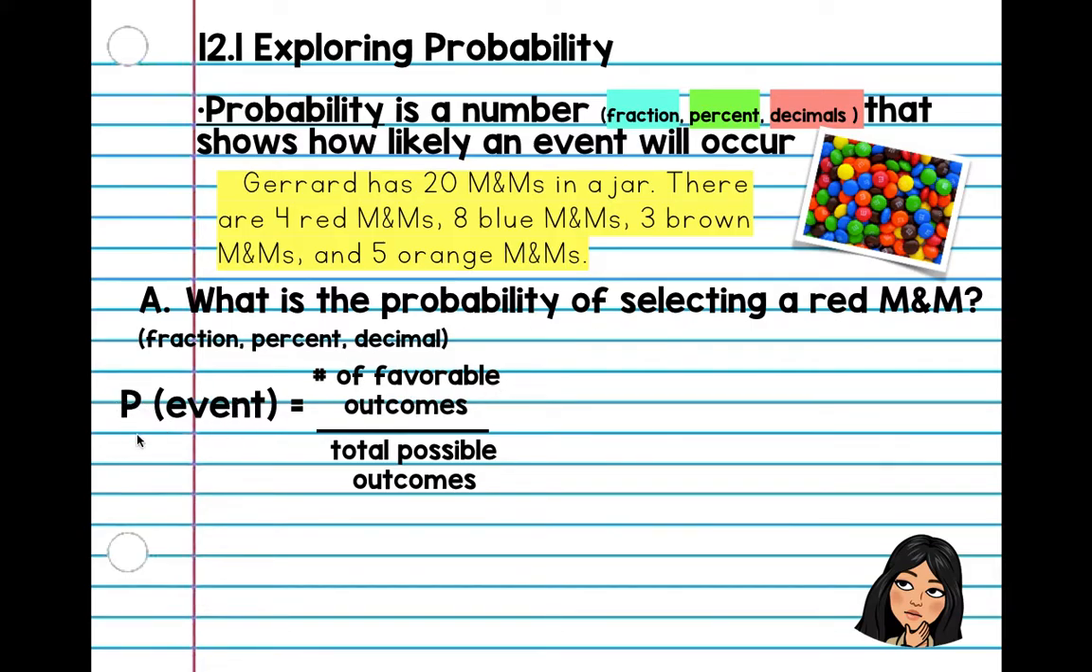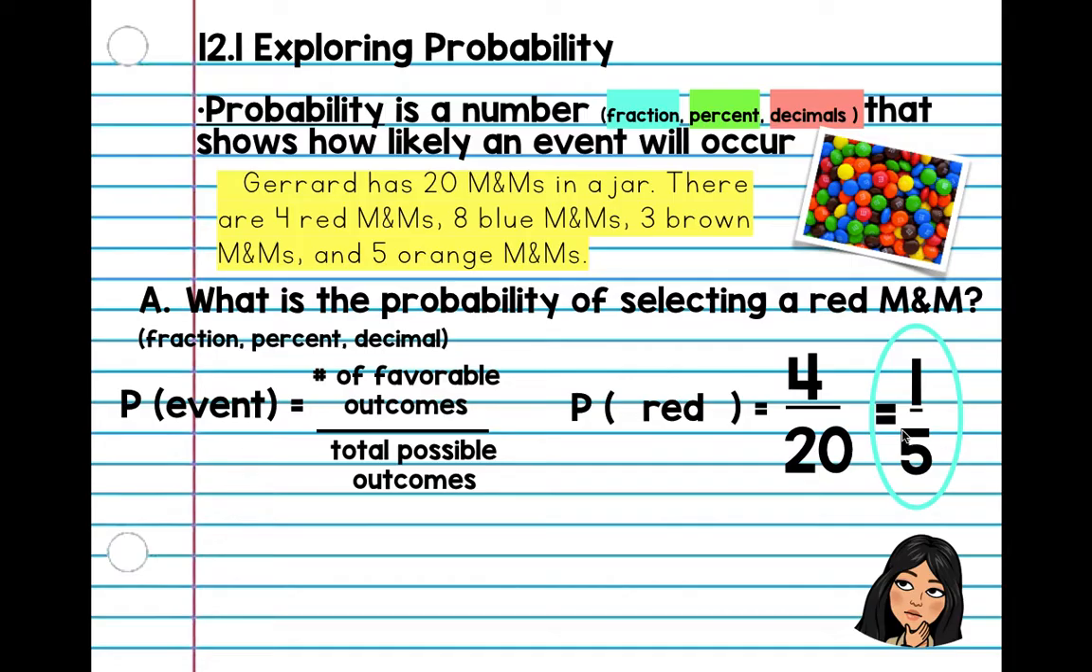The reason we use P is for probability. Let's start with our event. What is our event? It's basically what they're asking. So the probability of getting red equals, and you just have to look, what is the favorable outcome? We know it's 4. So 4 over, and our total possible outcomes is 20. And there you go, guys. But we know we can never leave it as a fraction that's not simplified. So our answer is 1/5.